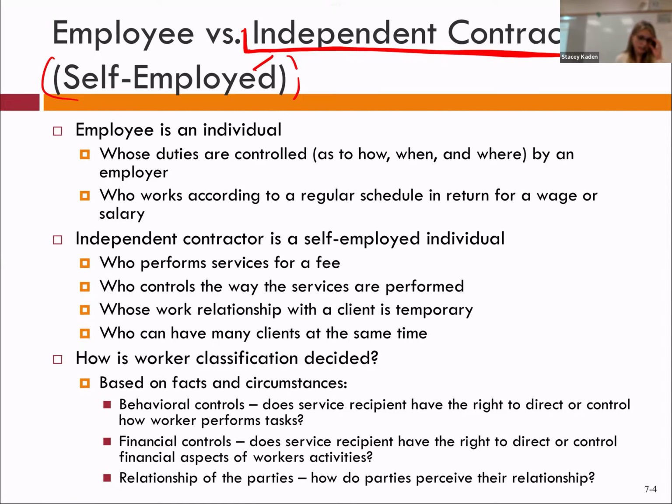The IRS is going to look at behavioral controls. Who controls how the work is done, when? Financial controls. Who's responsible for paying the expenses? Who bears the risk of loss? If you guys don't pay your tuition, I still get paid, right? And the relationship of the parties. How do the parties perceive their relationship?